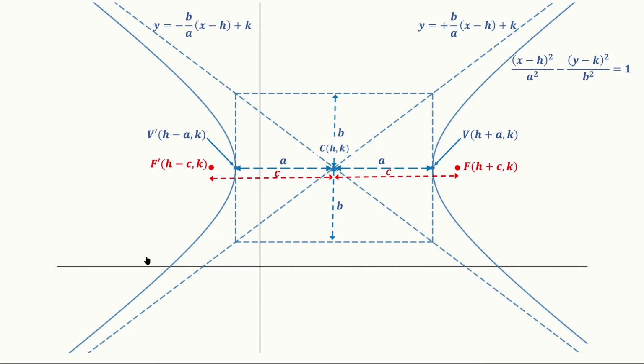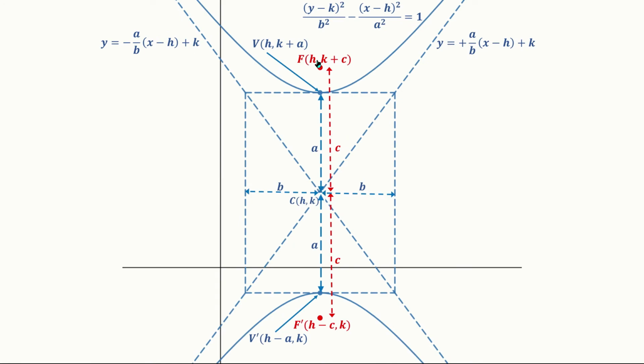So it's a really, really simple process. This is, of course, a left-right horizontal one, so you know that it's going to be of this variety, with the x term being the positive one and the y one being the negative one. And for the foci, just remember, from this point, you're going to go c units to the right and c units to the left to get the two foci. And that's all there is to these translated hyperbolas. We'll see some in practice in a minute.